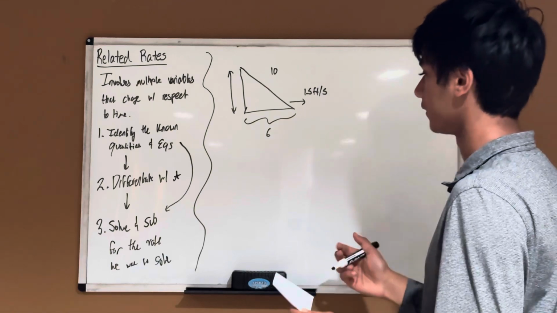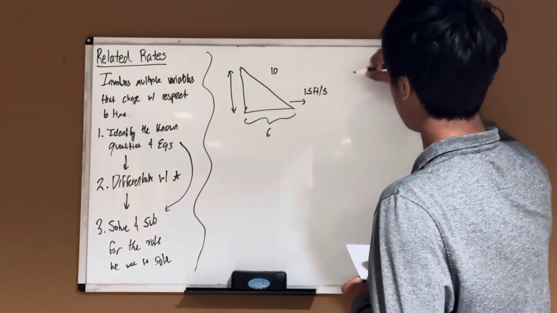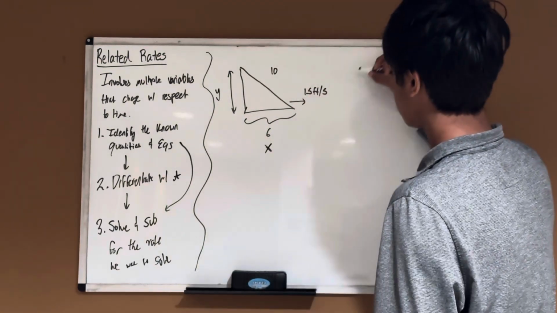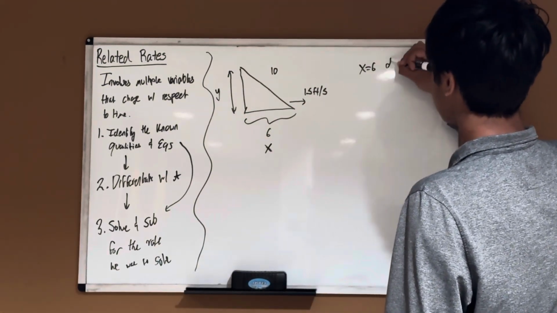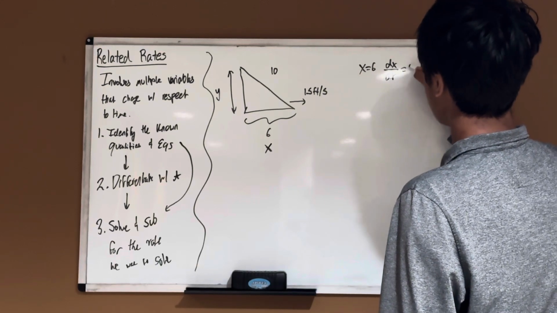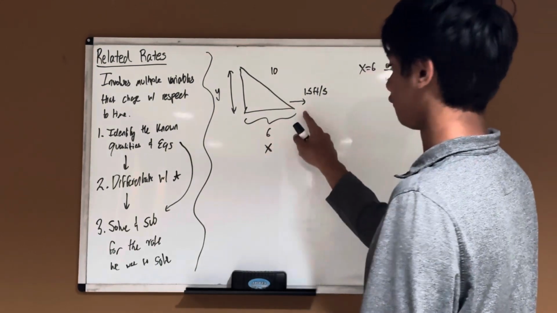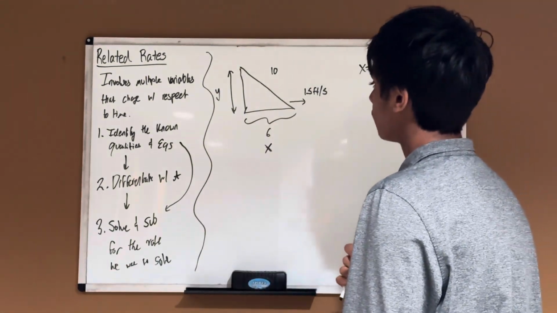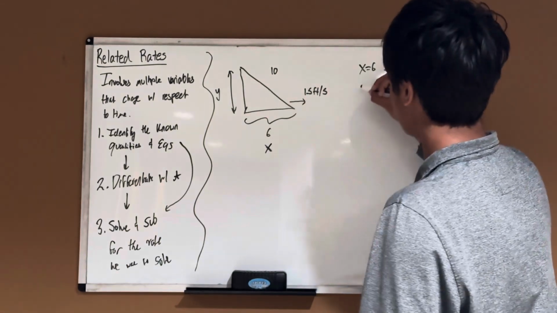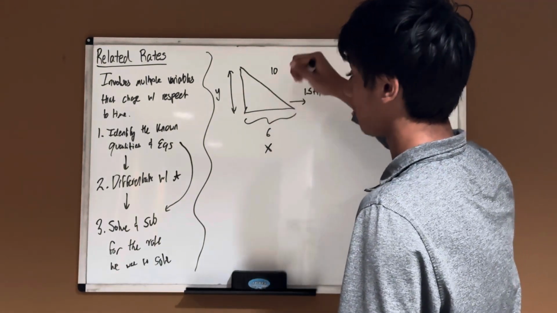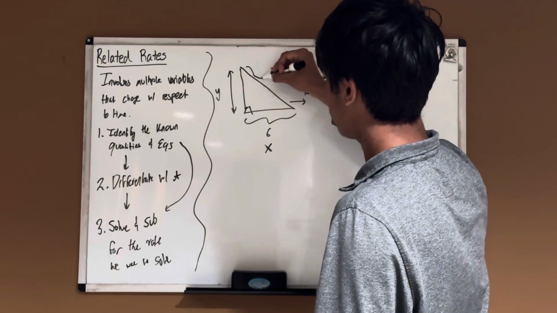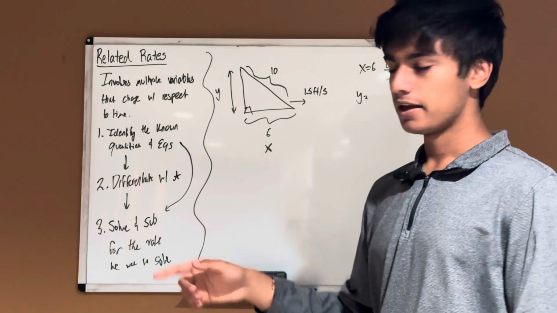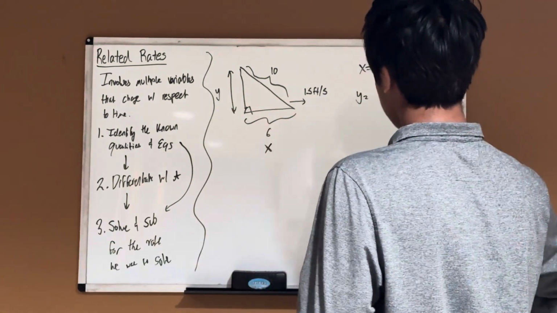Okay, so let's do our known quantities. We'll call this x, and we'll call this y. So we know that x is equal to 6. We know that dx dt is equal to 1.5, because again, it's changing. The x rate is changing 1.5 feet per second because the ladder is moving away from the wall. And we also know y, right? Because if 6 is here, 10 is the hypotenuse, and this is a right triangle. Then by Pythagorean triplets, 3, 4, 5, we know that y has to equal 8, so we know that too.